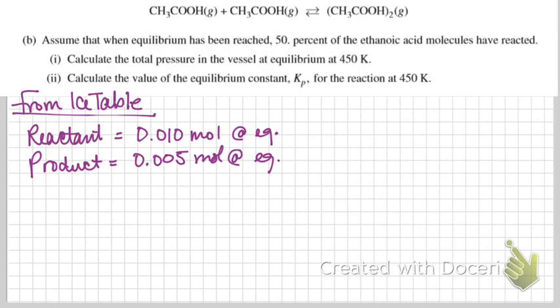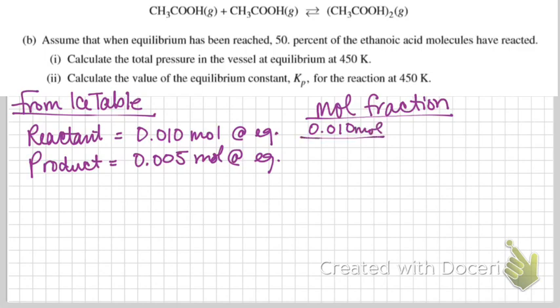Okay, so recall from the ICE table, we found that at equilibrium, we have 0.01 moles of our reactant and 0.005 moles of our product. So to solve for the mole fraction of each of those, for our reactant, we take the amount of reactant we have, 0.010, and divide it by the amount of gas we have total, 0.015. In doing that, we get 0.666 repeating.